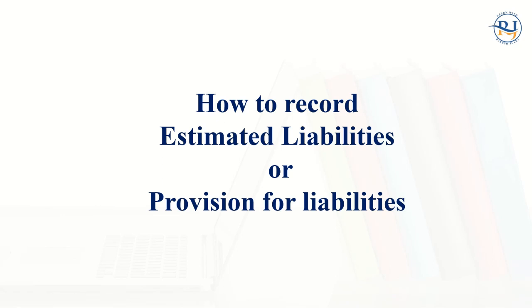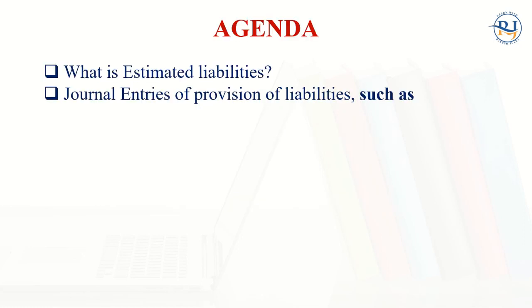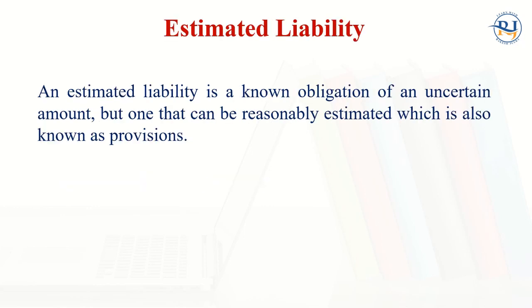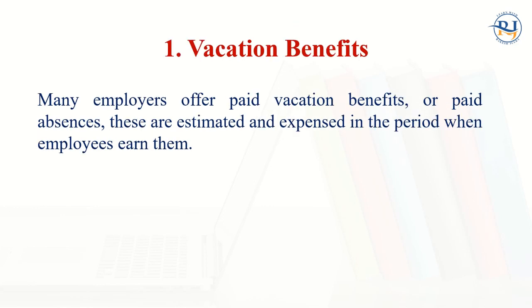In this lecture, I am going to explain how to record estimated liabilities or provision for the liabilities. So what is estimated liabilities and what are the general entries of a provision of the liabilities? For example, the vacation benefits, bonus payable, sales of gift card and product warranty liability. So what is the meaning of estimated liability? An estimated liability is known as the obligation of an uncertain amount, but one can easily and reasonably estimate it, which is also known as provisions.